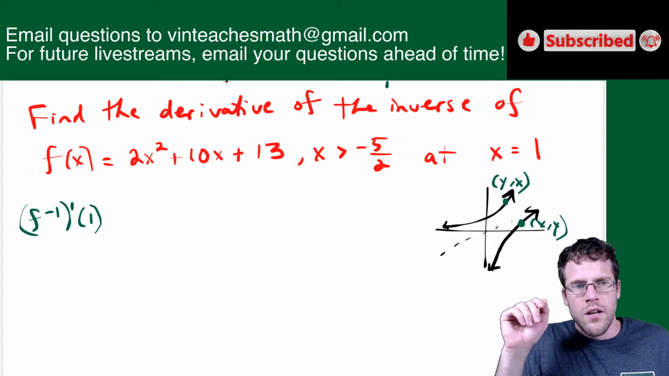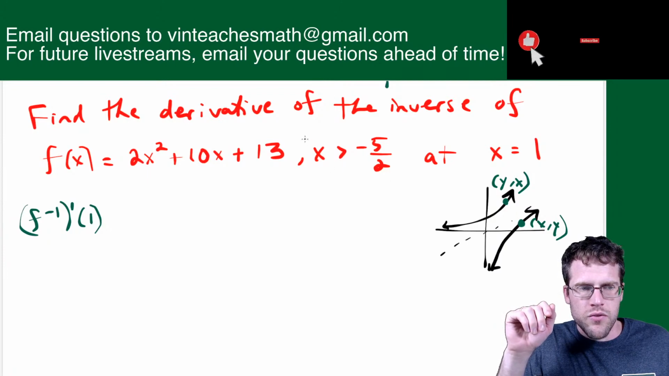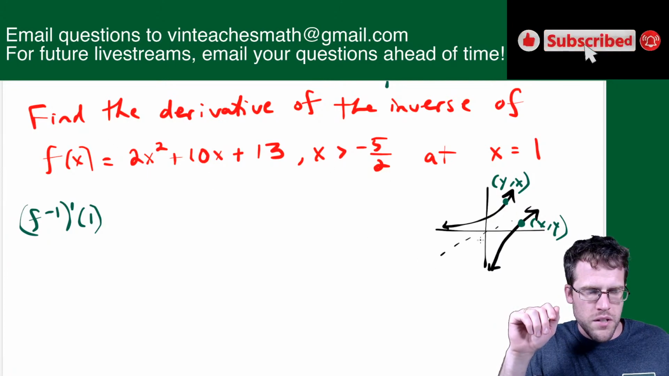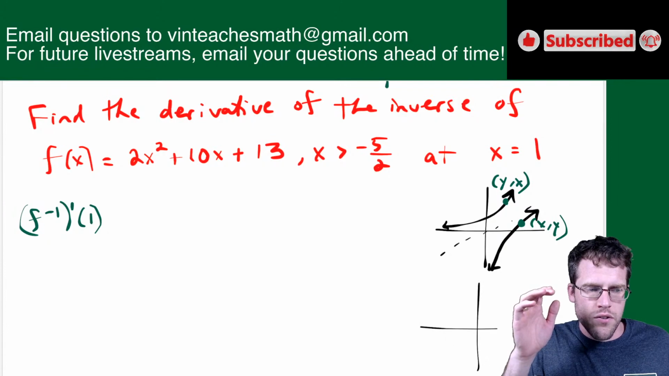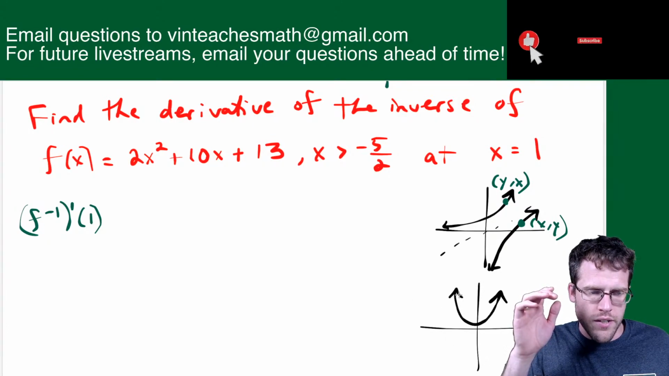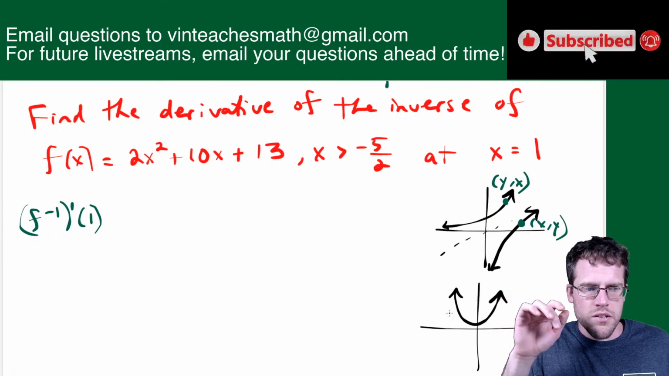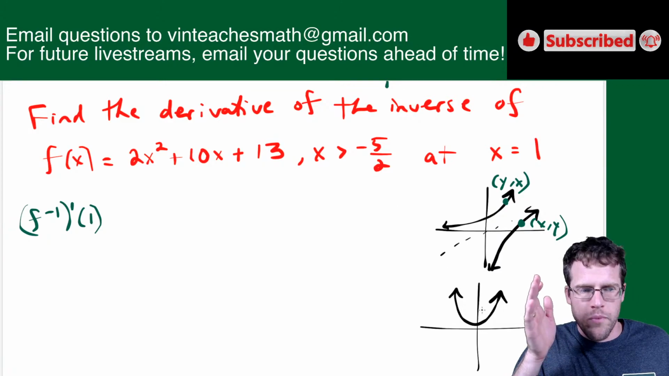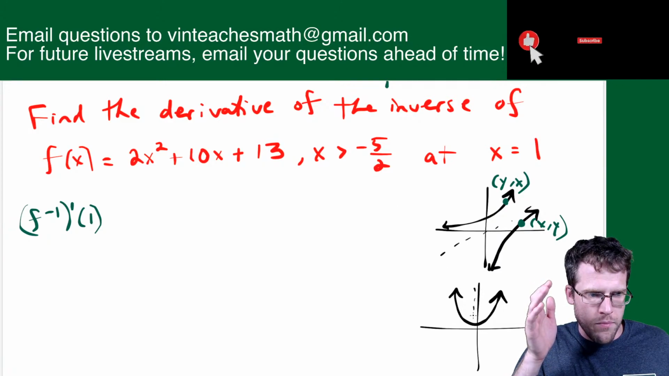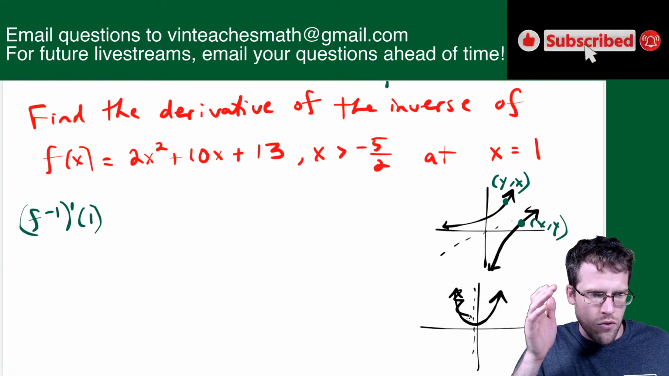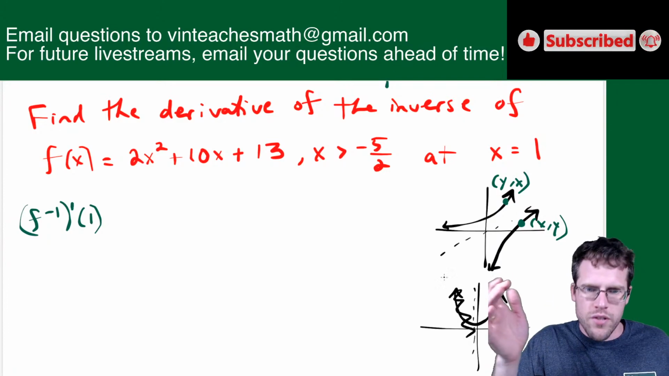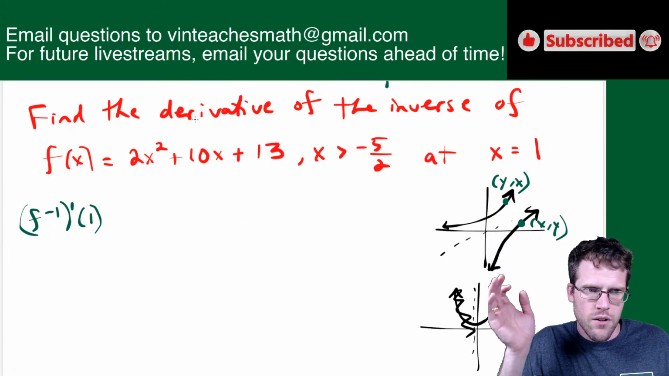All right. So here, they're telling us x is greater than -5/2. And the reason being, the only way a function has an inverse is if it passes the vertical and horizontal line test. A parabola doesn't pass the horizontal line test. So what they're doing is restricting the domain at the halfway point, so that if they cross this out, now it passes the horizontal line test. So that's just some background to know.